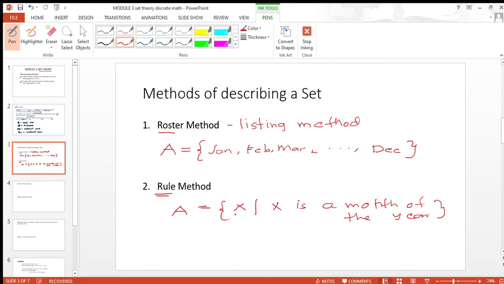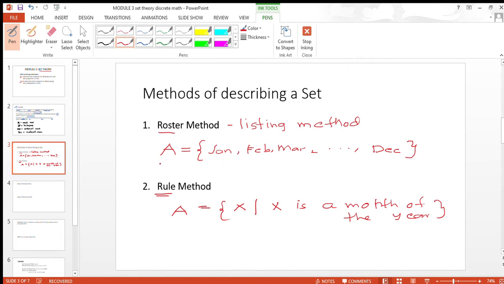So what's the advantage of introducing the rule method? The rule method is very useful, especially when our set involves a very large number of elements. Because if we have a very large number of elements, then the roster method is very impractical. Imagine writing down all the elements. So let's say, let A be the set of all students of St. Louis University.